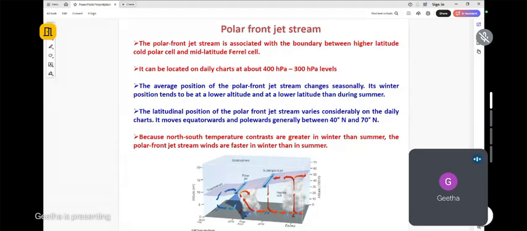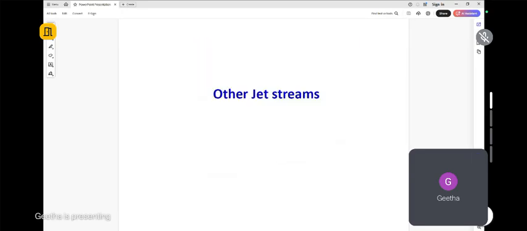Because north-south temperature contrasts are greater in the winter season than in the summer season, the polar front jet stream winds are faster in winter. What does faster wind speed mean? The jet stream is stronger, more intense, during winter than in summer. The reason is the same for the subtropical jet as well as the polar front jet, because the temperature contrast is more during winter than in summer. Jet streams are also stronger in winter than in summer.